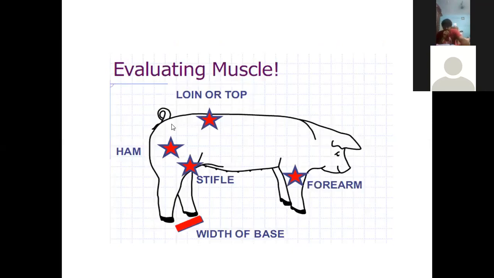Ham, as I already told, the ham should be round. It should be much wider than the loin region. The leg should be straight. The width between these two legs, the distance between the two legs, if it is more, it shows it is a healthier animal, or it will give more yield.